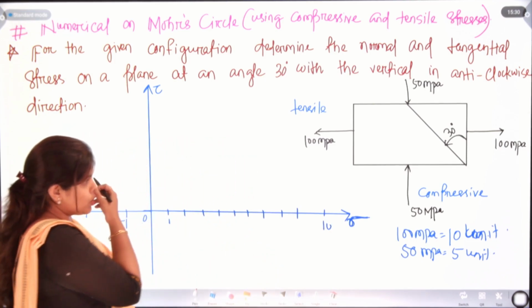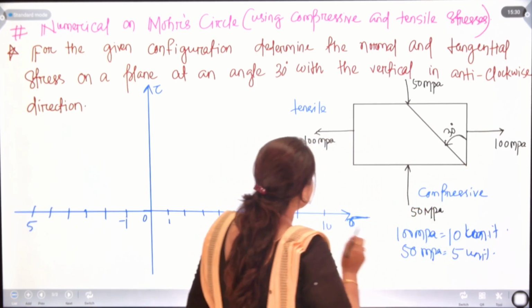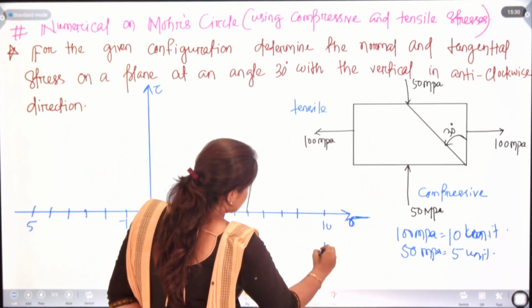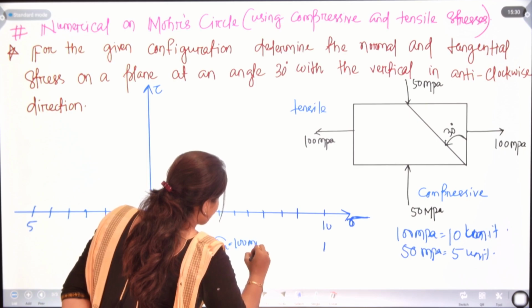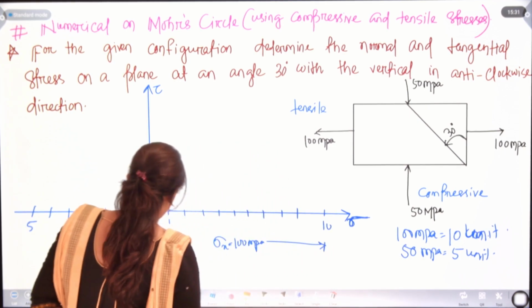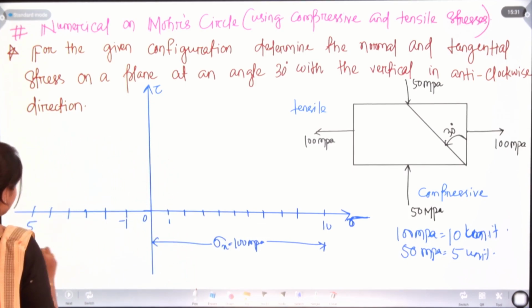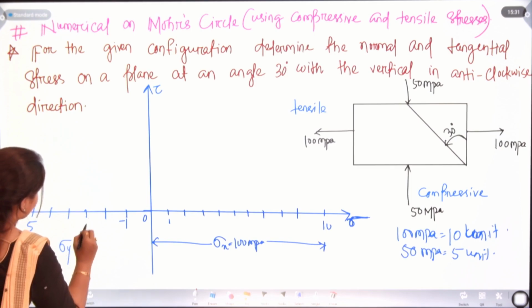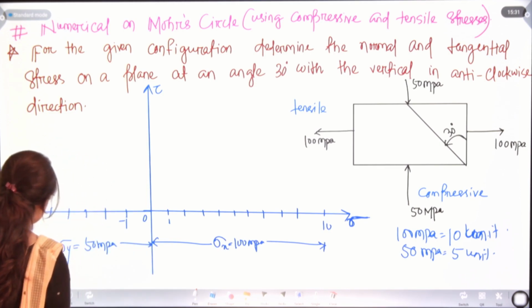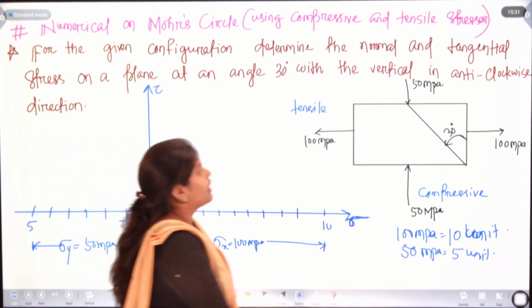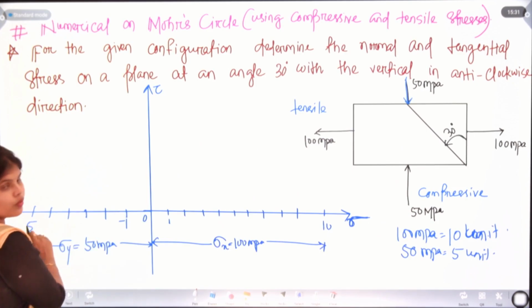So, here you can see this 100 megapascal is nothing but what? In tensile direction. So, up to this is sigma x. And from this to this, here we have sigma y, that is 50 megapascal. Remember, here we have the compressive stress. That's why we extend the line and draw the y-axis here.